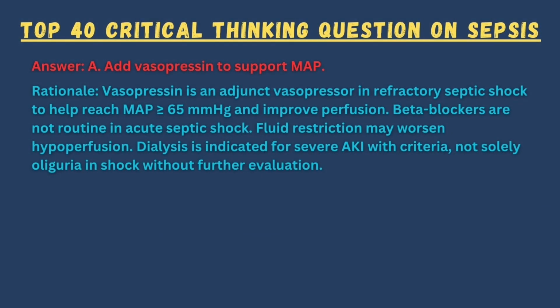Answer. A. Add vasopressin to support MAP. Rationale. Vasopressin is an adjunct vasopressor in refractory septic shock to help reach MAP greater than or equal to 65 millimeters of mercury and improve perfusion. Beta blockers are not routine in acute septic shock. Fluid restriction may worsen hypoperfusion. Dialysis is indicated for severe AKI with criteria, not solely oliguria in shock without further evaluation.